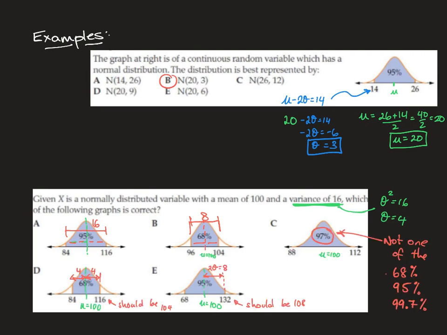The other answers are also incorrect. This one's got 97, and that's not one of the numbers, which are 68, 95 and 99.7. This one here, the mean is right, but 68 is 1 standard deviation either way, so if the standard deviation is 4, that should be 104. And this one is 2 standard deviations, and so that should be 108. How'd you go?